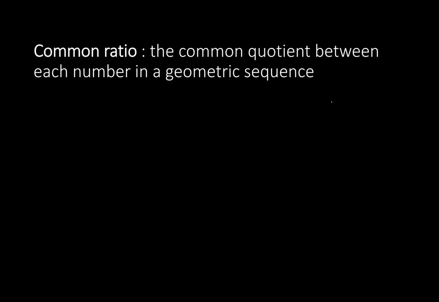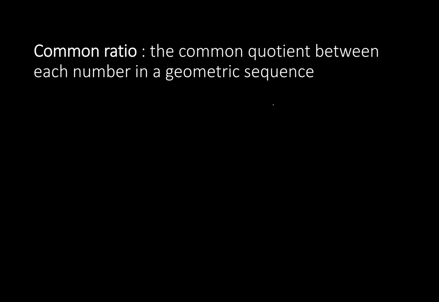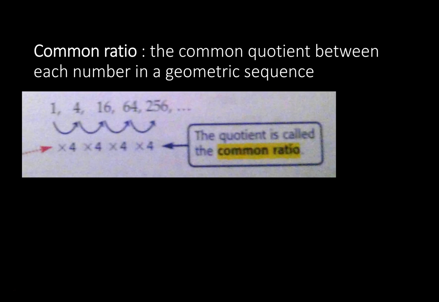And then the common ratio is the common quotient between each number in that geometric sequence. So the common ratio would be 2 on this one, times 2. They call it a ratio instead of a difference because it's multiply and divide, because a ratio would be a fraction. So it's either 2 over 1 or 1 over 2, that concept. Oh, that is a horrible picture. I am so sorry. So you'd have a common quotient, or the quotient is the common ratio.